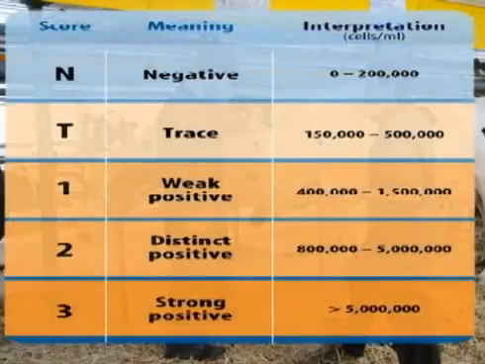Therefore, when there is a positive reaction, that is, from score 1 to score 3, the number can vary from 400,000 to more than 5 million cells per milliliter. Regardless of the exact number, the important thing is whether the quarter is positive or not.